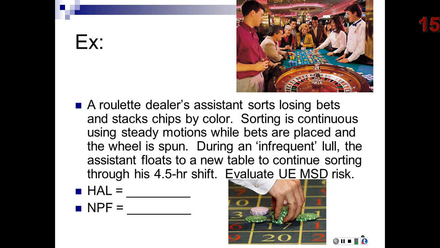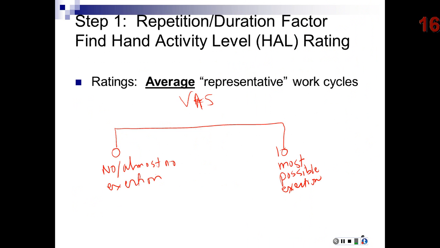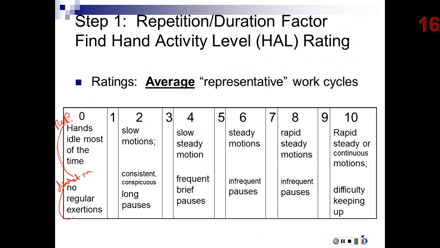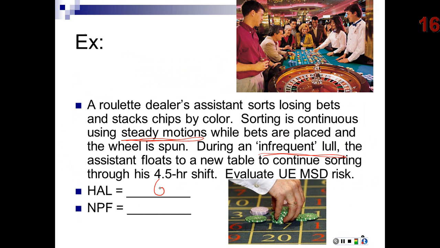And so using the hand activity level TLV, you have to identify step 1, the hand activity level. And so we have some keywords such as he's using steady motions, there's an infrequent lull. If we went back to our table where we were trying to determine what the hand activity level is, we have steady motions and infrequent lull, which means that's probably an HAL, hand activity level, of 6. So going back, this is probably a 6.